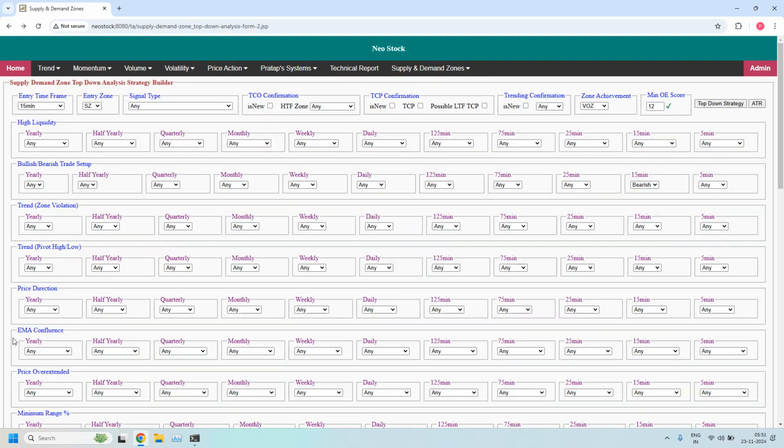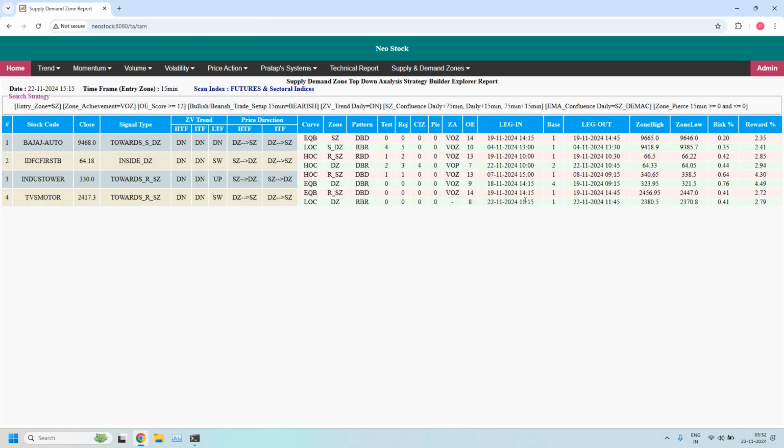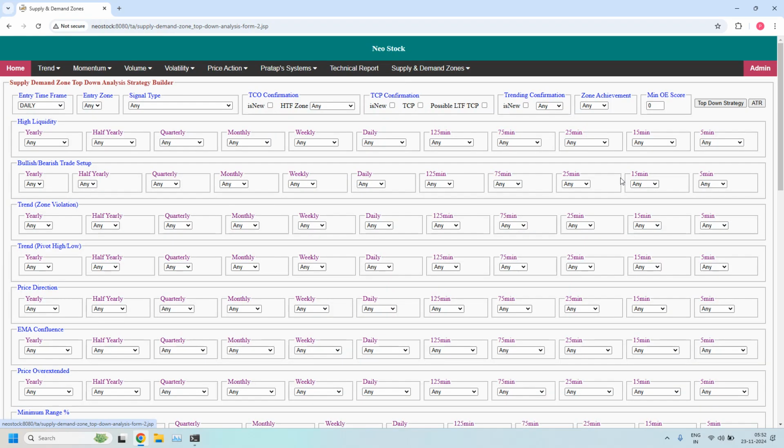Let's verify. In the EMA confluence, at daily time frame, daily supply zone having daily EMA confluence, and trend should not be sideways. So in the trend zone violation trend at daily time frame, I am selecting downtrend because it is a bearish trade setup. We got 4 stocks. All these 4 daily supply zones are having daily EMA confluence, and the 15 minutes zone together with the 75 minutes zone is part of the daily zone. So this is about the bearish trade setup for daily income trade.